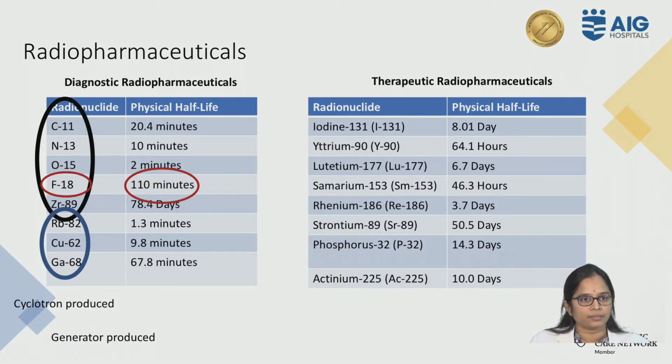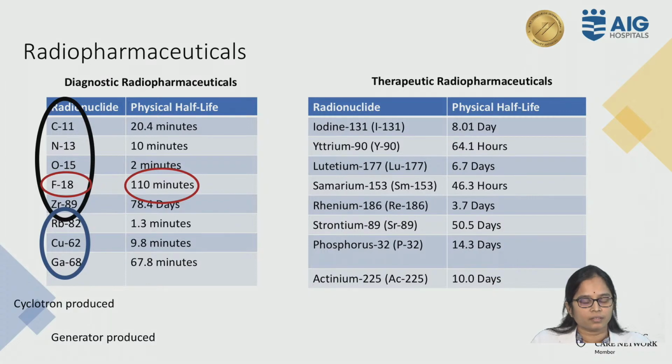The other is generator produced, which we commonly use, gallium-68. The basic advantage is that in-house preparation can be done, so we can plan any time. It is mostly useful in the case of neuroendocrine malignancies. I will discuss that later on in the next few minutes.